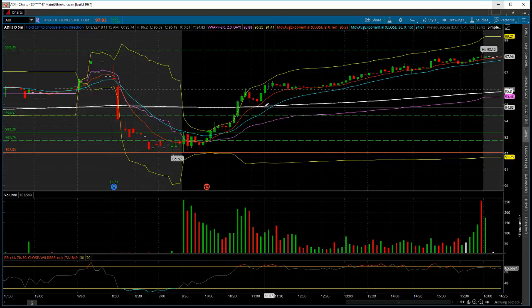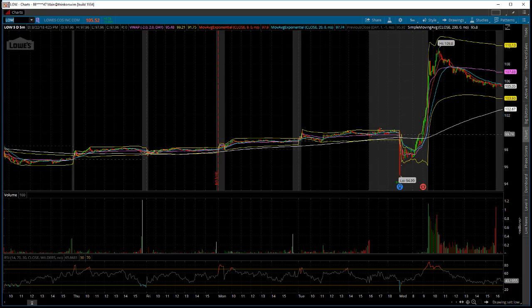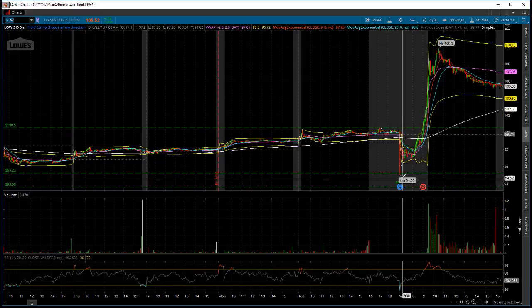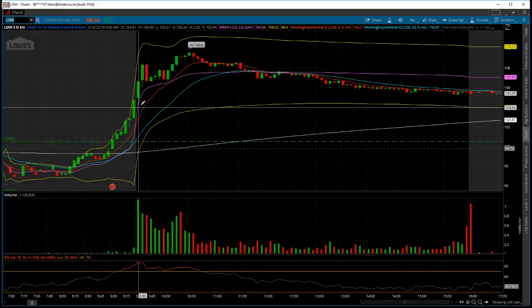All right, you got it? That's what I'm going to be looking at. So let's look at, let's see, somebody brought up low. I didn't like low that much for opening range breakout because of how far this thing was up pre-market. I didn't really like it that much.